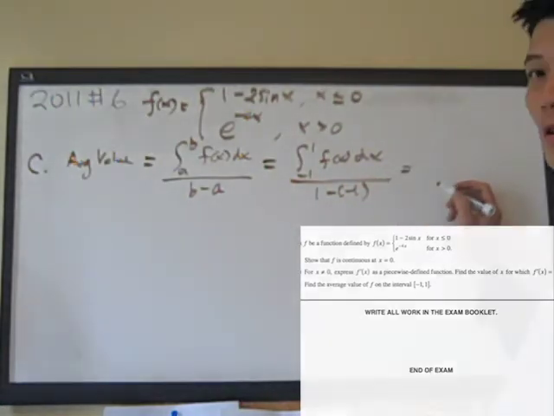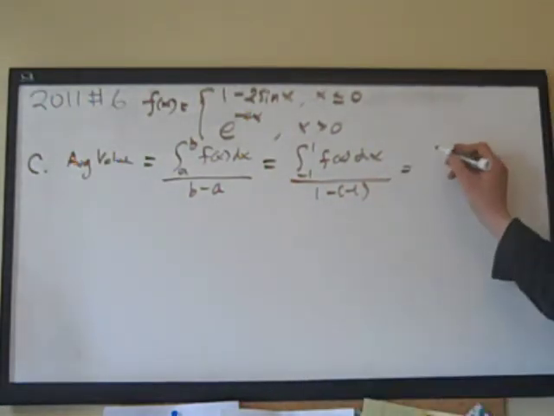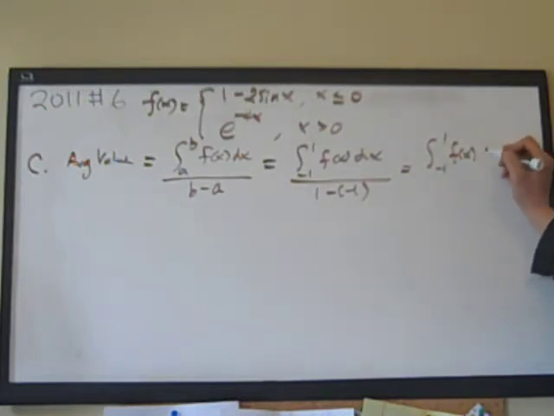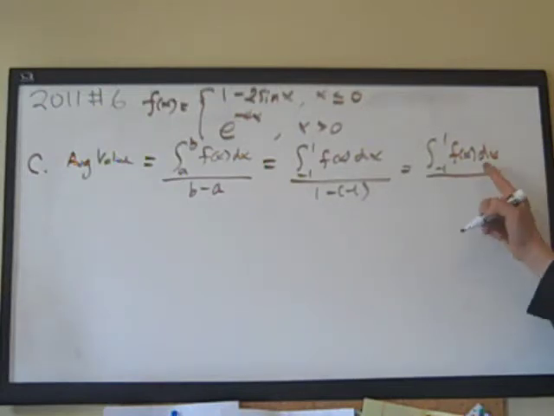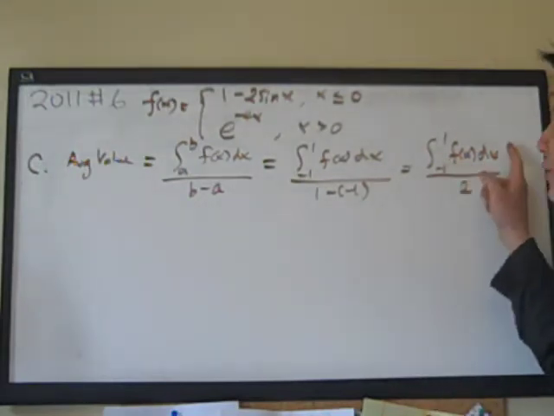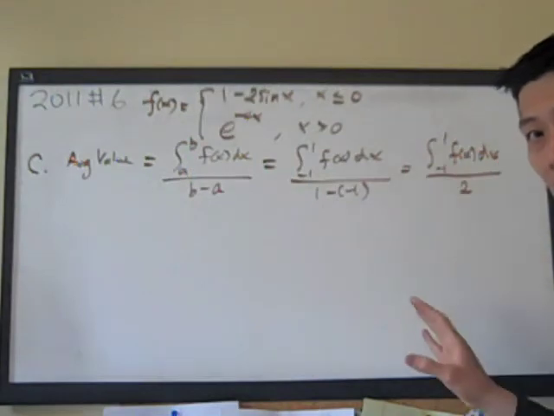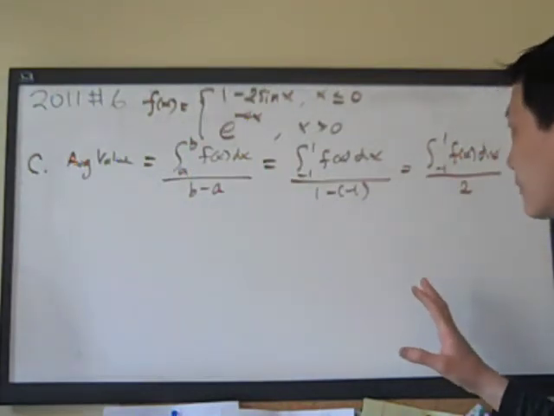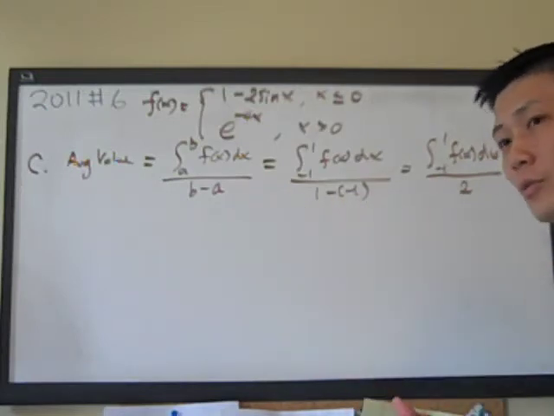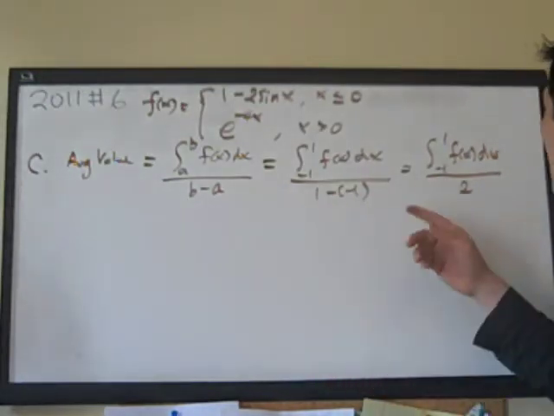So let me step back a little bit here. What we are really saying is that we take the integral from -1 to 1 of f of x dx, and we divide that value by 2. Now the challenge right now is how do we find this? Once you get this part right, you're halfway there. And you let the process guide you through the calculation.